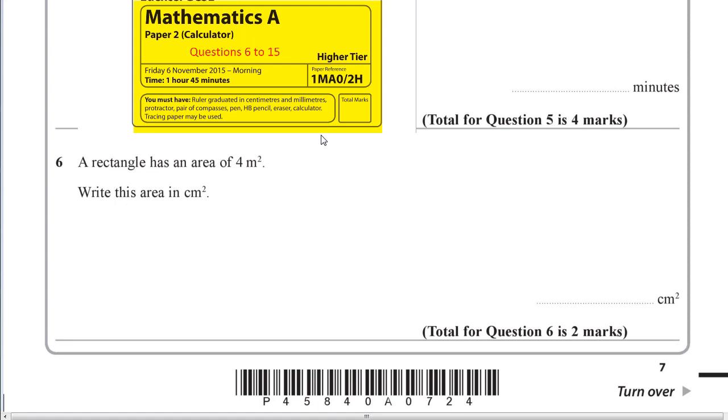Question 6. A rectangle has an area of 4 meters squared. Write this area in centimeters squared. It's only 2 marks. There's not going to be much working. We need to know one rule.